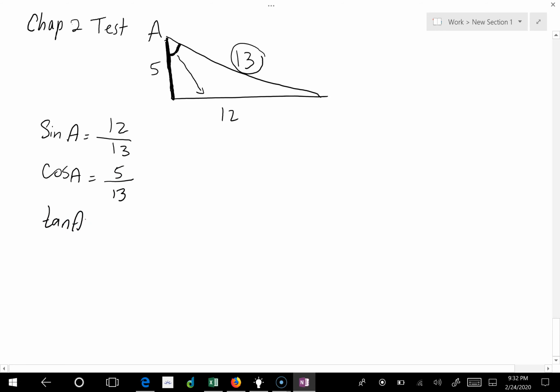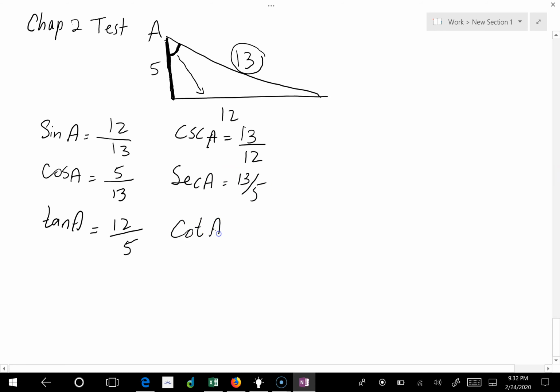Tan A is equal to opposite over adjacent, which is 12 over 5. Cosecant A is just the reciprocal of sine, 13 over 12. Secant A is 13 over 5. Cotan A is 5 over 12. Okay, next question.